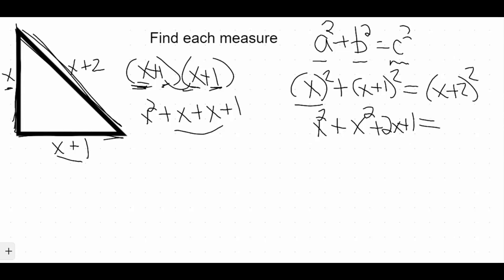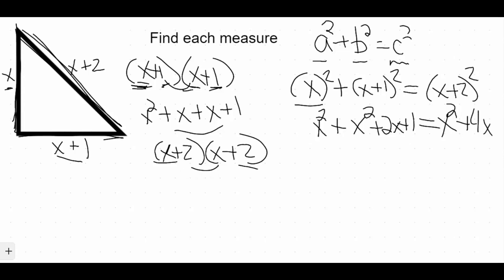Otherwise, continuing on with our equation, this is going to equal x plus 2 squared. So again, we're going to have to take x plus 2 times x plus 2 and multiply that out. When we multiply that out, we get x squared, and then we're going to get a 2x with another 2x there. So we get a 4x, then plus 4 when we do last times last.